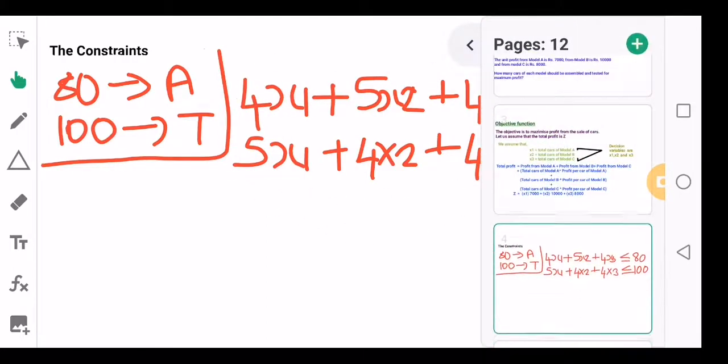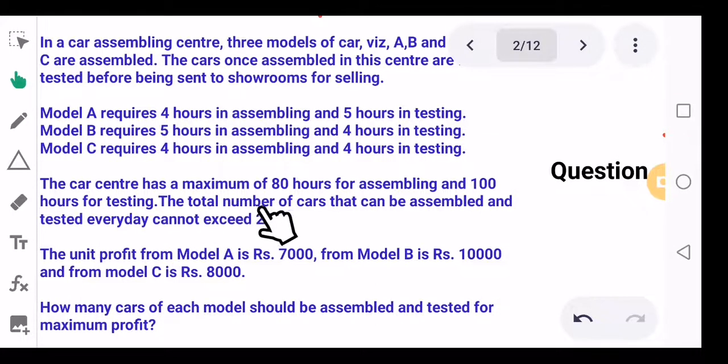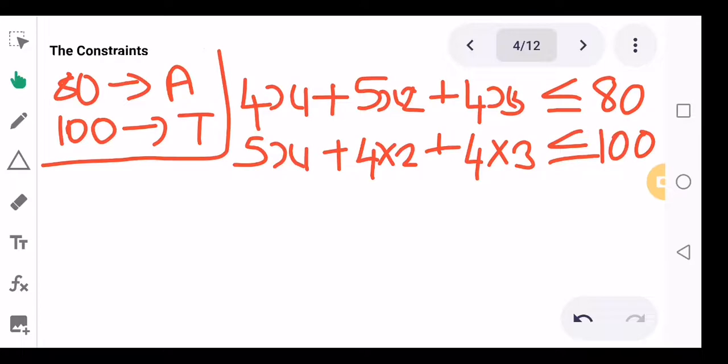Now the third constraint. There is a third constraint, that is this. The total number of cars that can be assembled and tested every day cannot exceed 20. So in a day, the maximum cars that they can assemble and test is 20. It will not exceed 20. Either it is going to be equal to 20 or it will be less than 20. So your total cars per day won't exceed 20 is what they told.